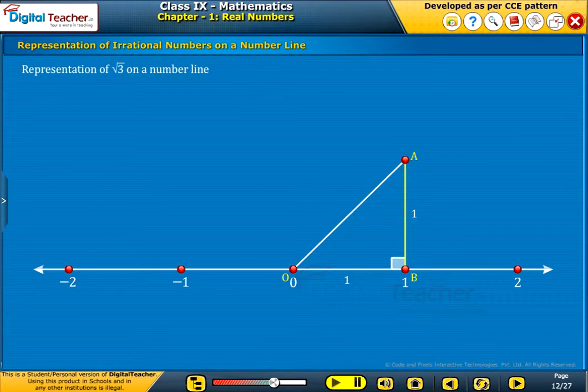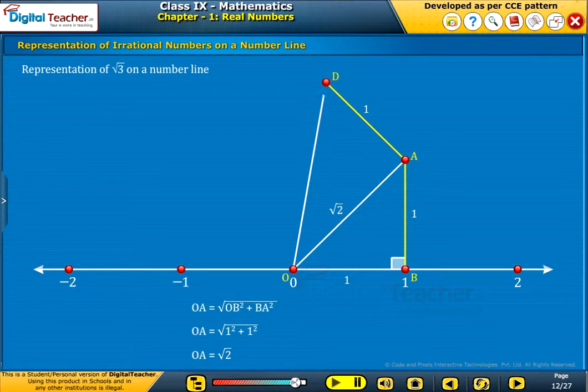Now, to find the distance OA, we use Pythagoras' theorem. From Pythagoras' theorem, OA is equal to square root of OB square plus BA square, which is equal to square root of 1 square plus 1 square, that is root 2. So, the distance OA is root 2. Now, draw the perpendicular line to OA of unit length and mark it as D. Now, join OD.